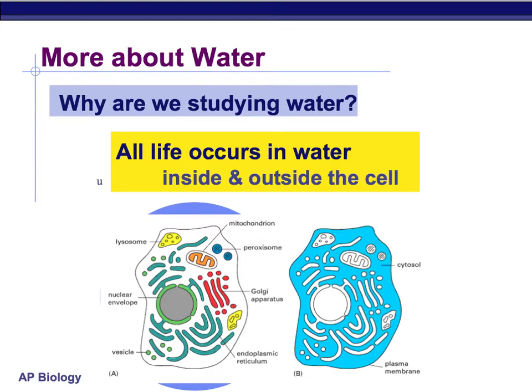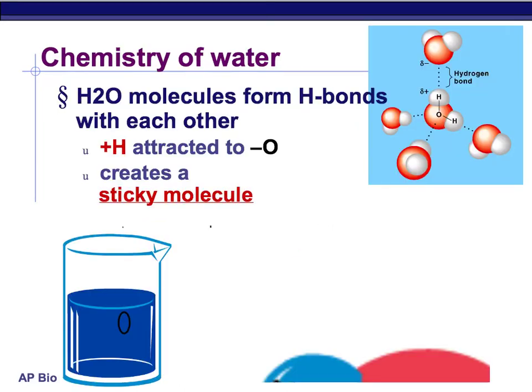So you have to remember that the majority of life occurs in and around water. Even our bodies are about 71 to 75% water. It's important that you understand how it works. On a cellular level, your cells are immersed in water, so their properties become important for life. So like I said before, water molecules create hydrogen bonds with each other because of their natural polarity. And again, that's just where the positive hydrogen is attracted to the negative oxygen on an opposite molecule. This creates what we call a sticky molecule.